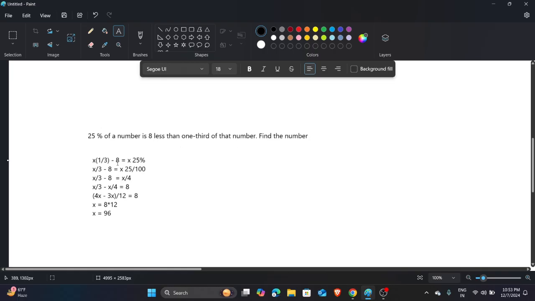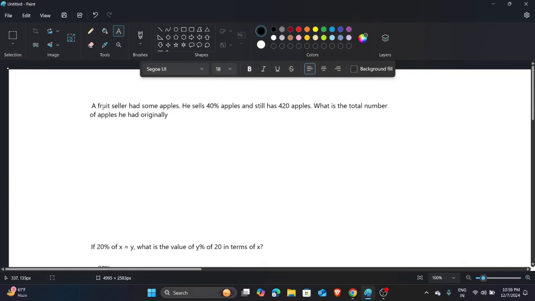So we just subtract the 8, and "is" always means the equal sign: it is 25% of the number. So, 25% of the number, simple. Now let's try to do this question.